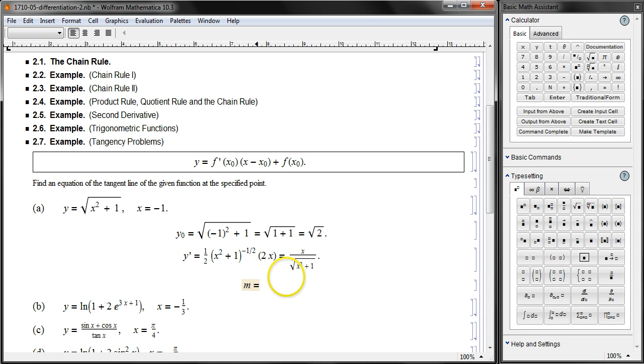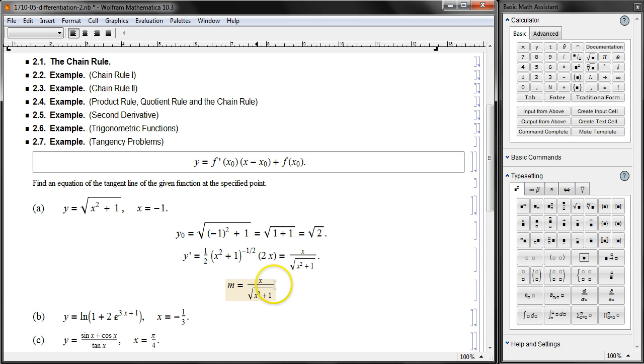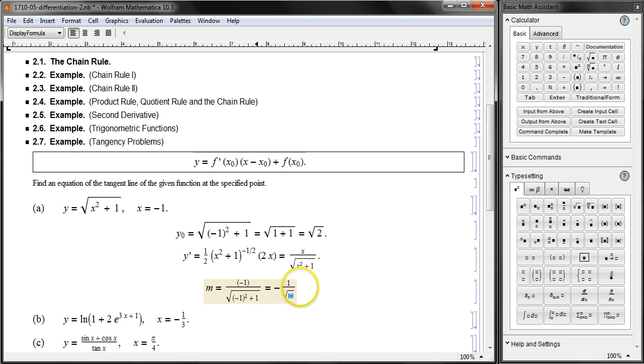Consequently, the slope is this thing evaluated at x equals -1. So what do you get? -1 over square root of 2. There goes your slope. So your slope point equation of the line, this one, looks like this.